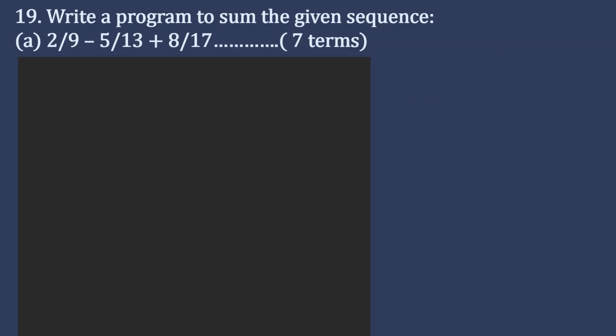Now write a program to sum the given sequence, that is 2/9 minus 5/13 plus 8/17, like this till 7 terms. So you can see the first number is 2/9 and in the second number the numerator is increased by 3, that is 5, and the denominator is increased by 4, that is 13. Like this it is continuing, every time the numerator gets increased by 3 and the denominator gets increased by 4.